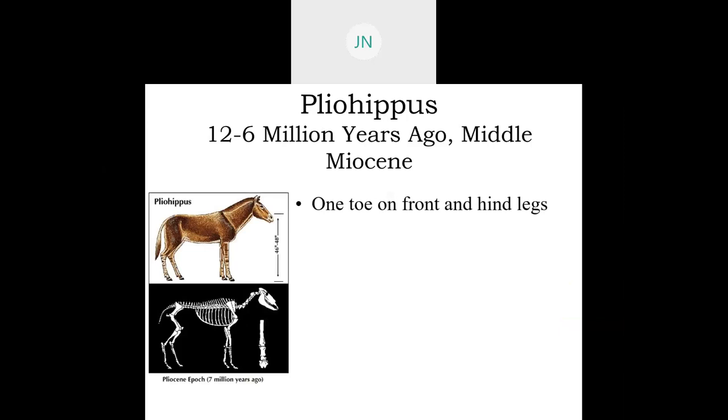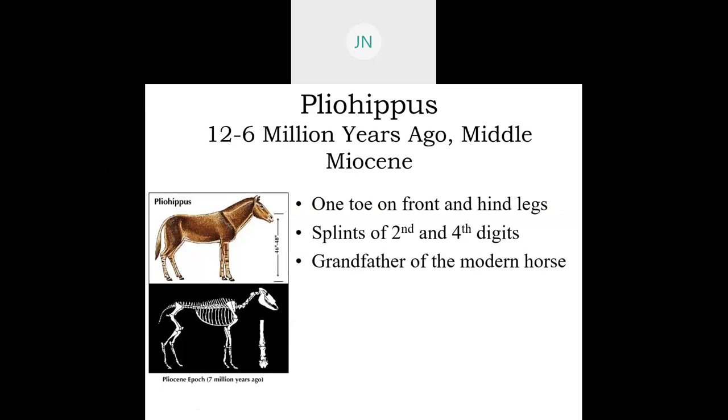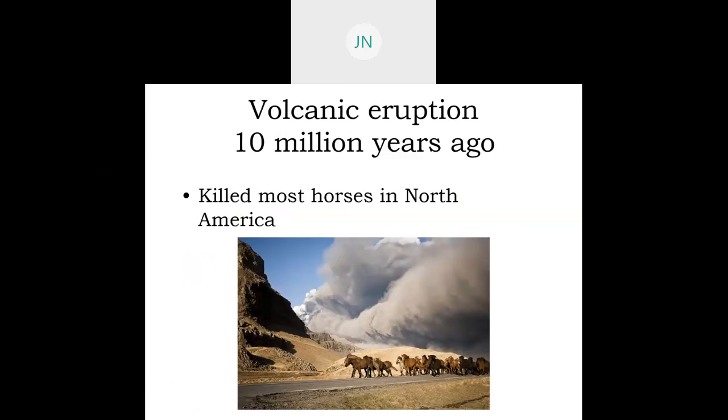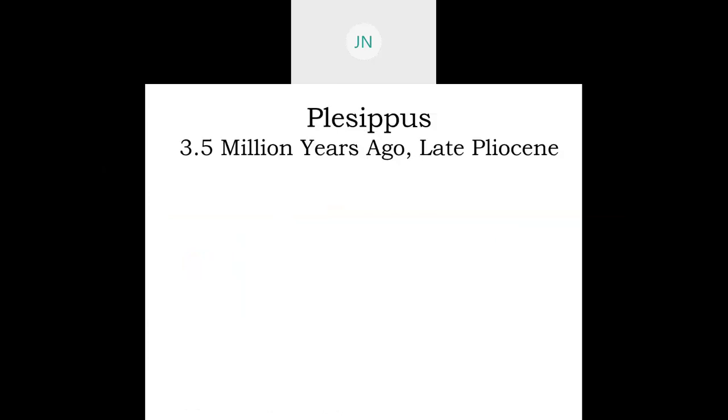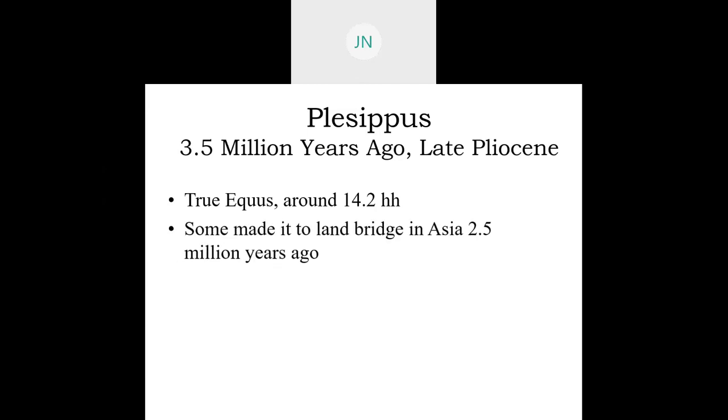It had 1 toe on its front and hind legs, and splints of its 2nd and 4th digits. And it also, as we said, was the grandfather of the modern horse and evolved into Plesippus. Then there was a volcanic eruption, and it actually killed most of the horses in North America. This is actually seen from Iceland. But Plesippus survived this. This was 3.5 million years ago in the late Pliocene, and this was one of the first true Equus, around 14.2 hands.